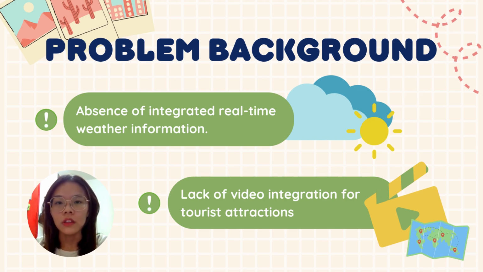First of all, the tourism apps in Malaysia often lack real-time weather updates, which are essential for planning and safety. In tropical areas like Penang, sudden weather changes can disrupt the travel plan and put the traveler at risk. Another issue is that most of the apps do not include video integration for tourist attractions. Instead, they rely on static images and text, which lack visual storytelling and fail to fully engage users.